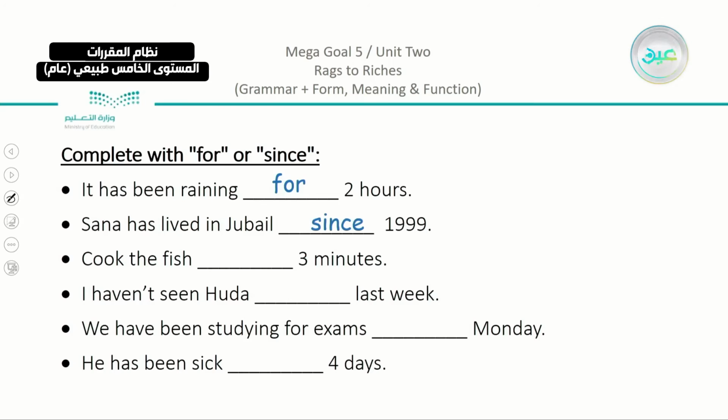Cook the fish 3 minutes. It's counted. So we have here for. I haven't seen Huda since last week, a period, which is since. We have been studying for exams since Monday, a period. We have here also since. He has been sick 4 days. So we have here for 4 days.